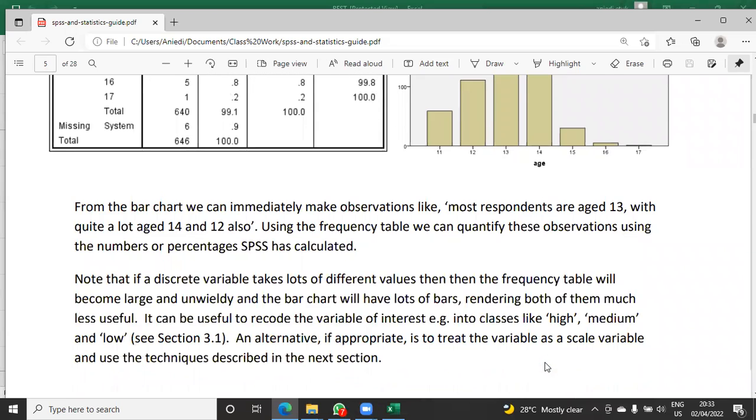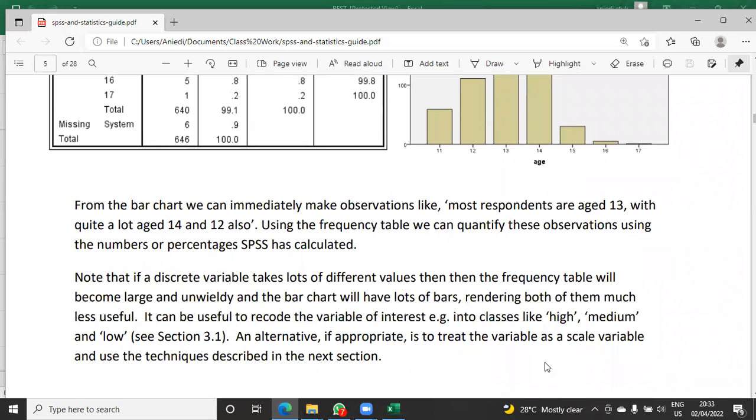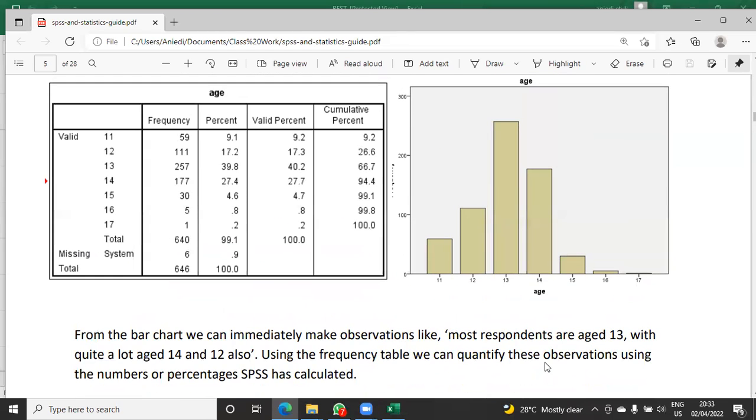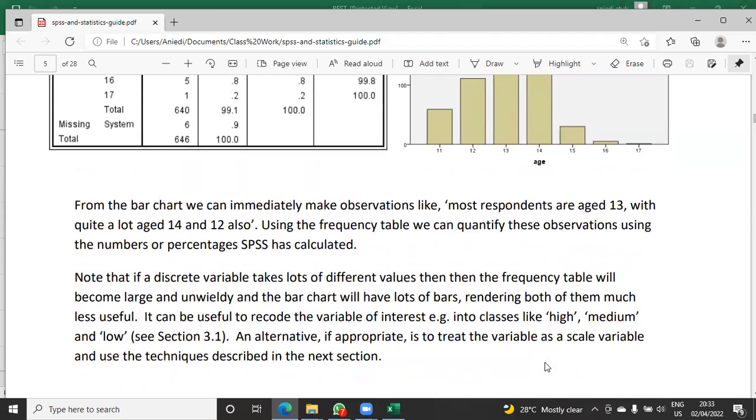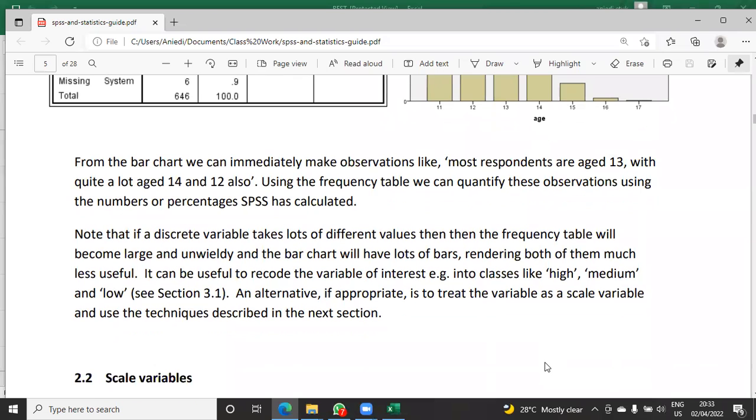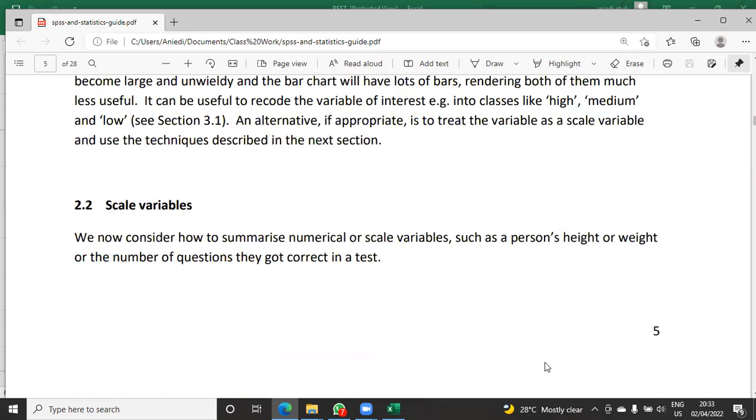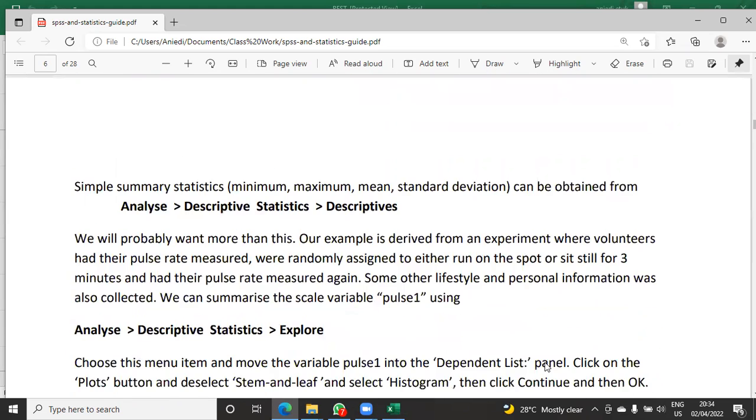So let's see how they summarized their analysis here. They say from the bar chart, we can immediately make observations like most respondents are age 13. Yes, they responded with the highest frequency is 13 years old. So mostly 13-year-olds responded to that research. So that's it. So they have scale variables.